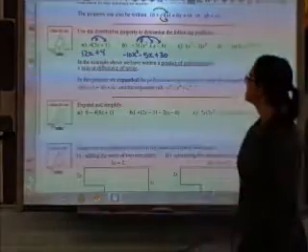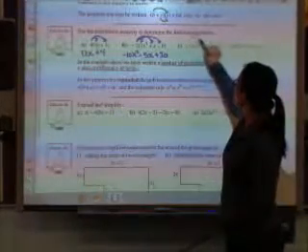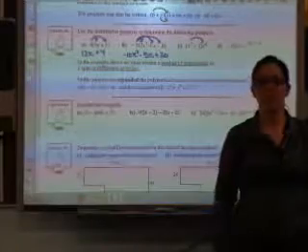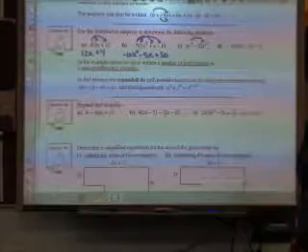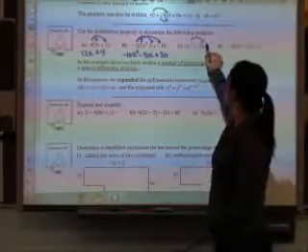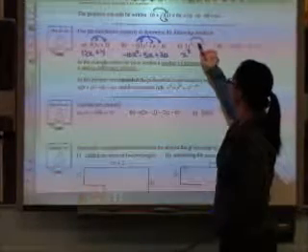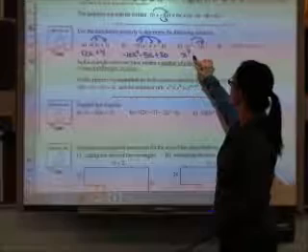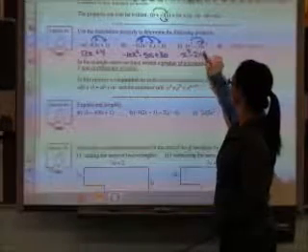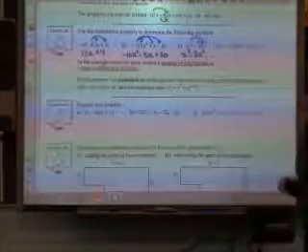In C, take the x cubed and multiply it by the x squared. My exponent law says the bases are the same, so I add the exponents, and I'm going to get x to the power of 5. Then if I take negative 2 and multiply it by x squared, I get negative 2x squared.